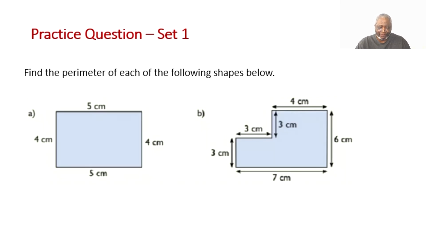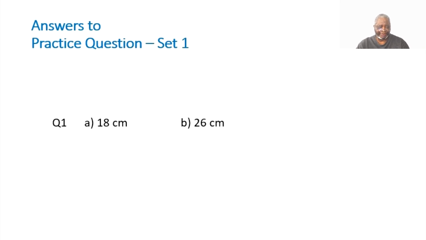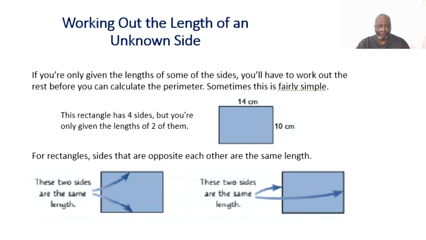So find the perimeter of each of the following shapes. You have a rectangle 5 centimeters by 4 centimeters, and then you have what we call a polygon because of the number of sides it has. Poly means many. And you have 3 by 3 by 4 by 6 by 7 centimeters all around. And that is your answer. Question 1A, 18 centimeters. 1B, 26 centimeters.